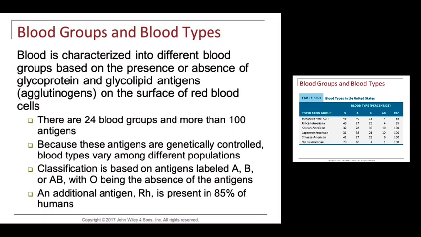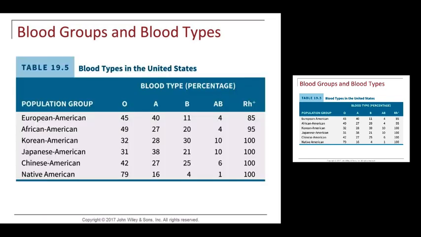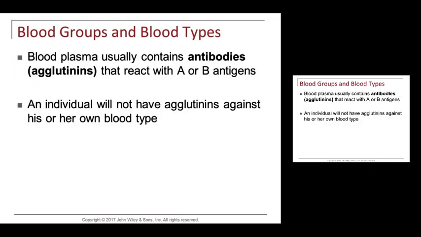So you can see here blood type percentages, what percentage of the European American population is blood type O or blood type A. Blood plasma usually contains antibodies that can react with A or B antigen. So if I'm a type A blood type, I'm going to have a blood type A antigen sticking out on my cell membrane as a cell identity marker, telling the world and telling my body that I'm a type A. So if there's any other invasion of blood that enters my body, I will produce antibodies to attack that other type of blood and destroy it.